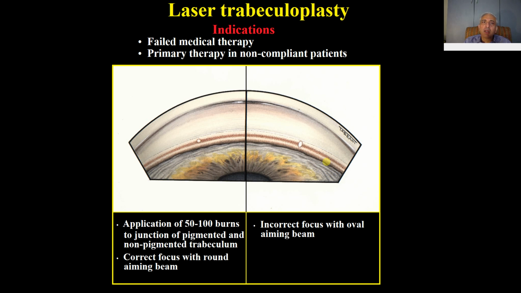So it's safer than having interventional surgery like trabeculectomy.